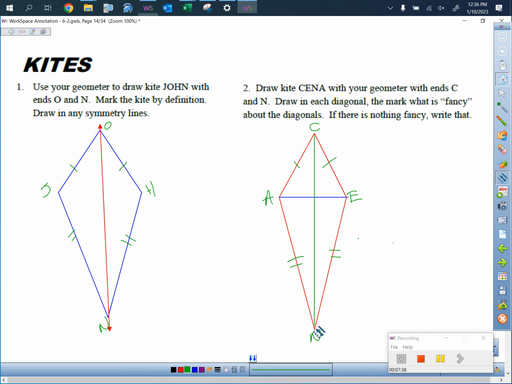They are perpendicular, so shouldn't we put that right angle box? Are you okay with that? You just got to put it once in that situation. The diagonals of a kite are perpendicular. Cool. All right, those are pretty basic.